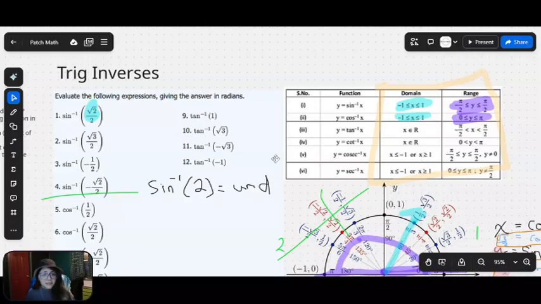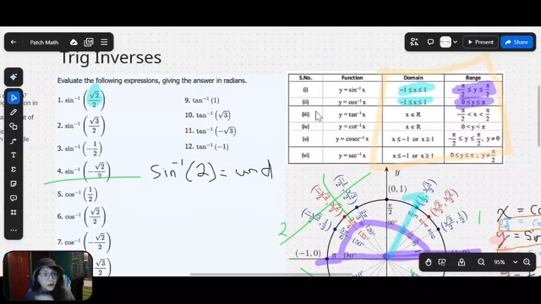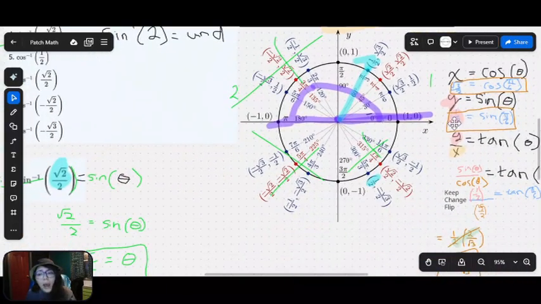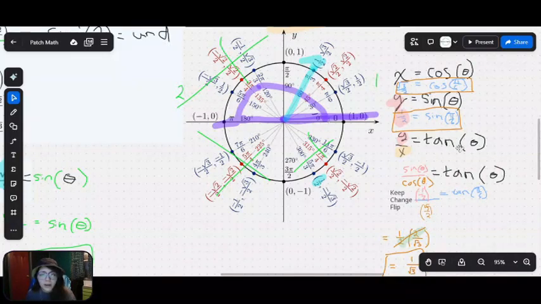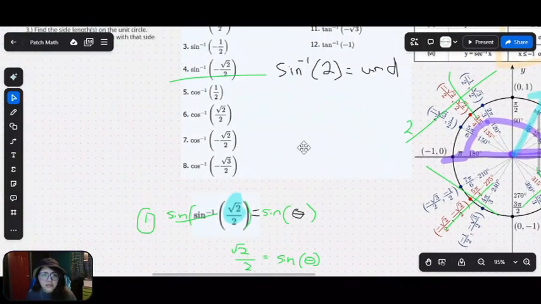Now, why do I keep saying side length or ratio of side lengths? Because sine is y, our height on our triangle, and cosine is x, our base. Those are side lengths on our triangle on the unit circle. Our tangent is going to be our ratio of y's over x's. That is super important: y's over x's.